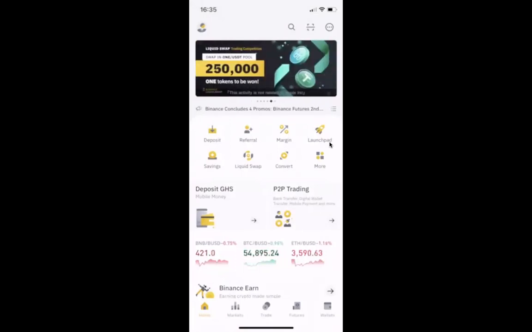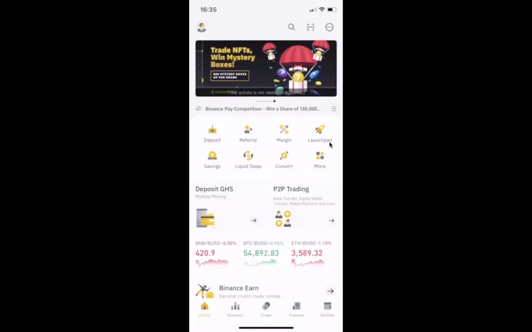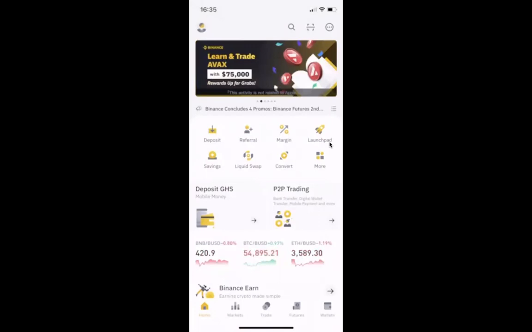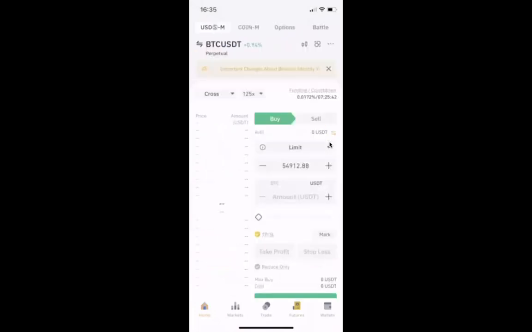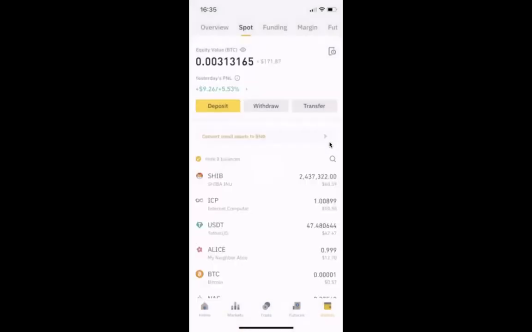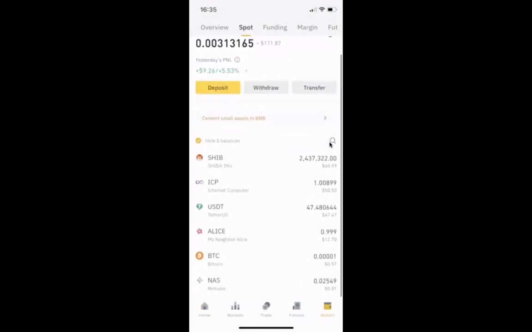All right, so we've already converted our Doge. Now we are going to transfer our USDT from spot. Right now it's a spot. Let's check my spot wallet. You can see Doge, and you can see the USDT over here.